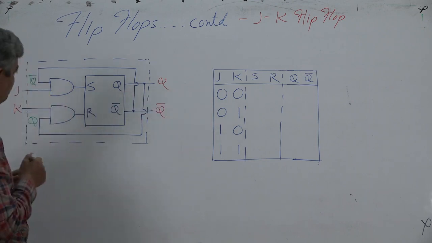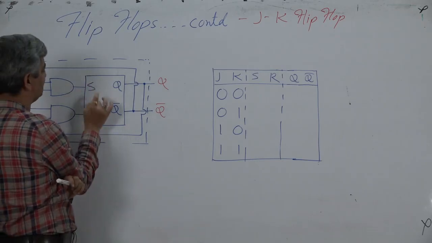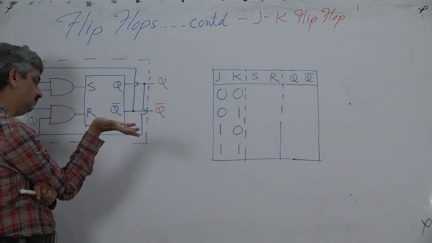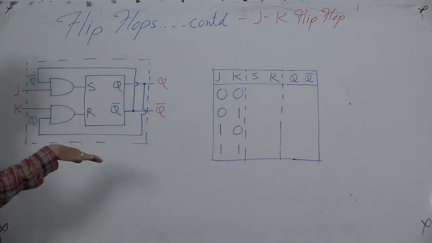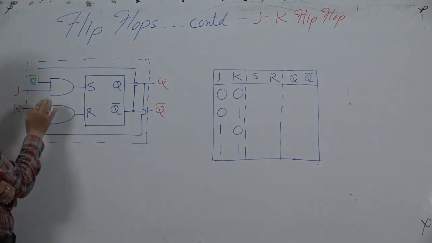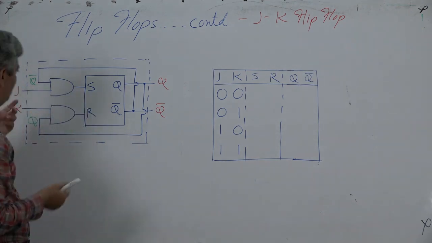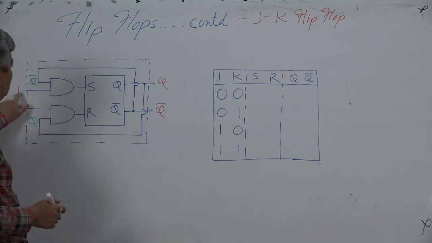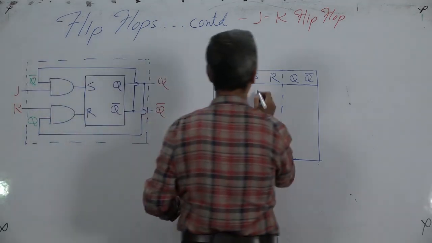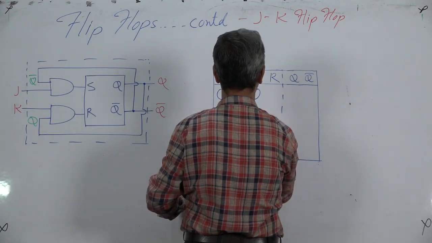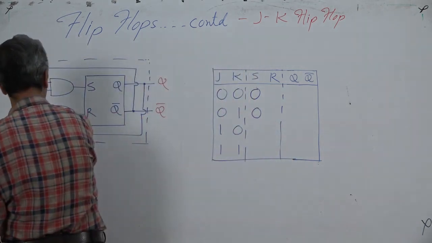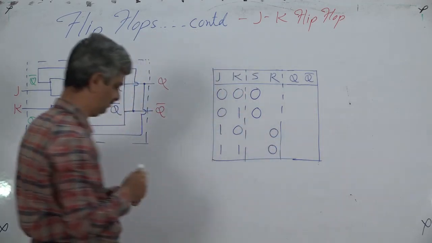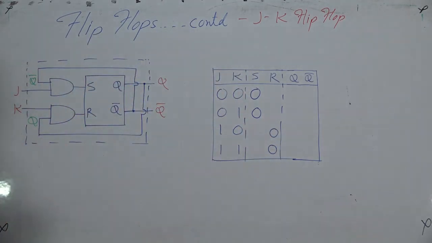So based on S and R, we know everything that is to be done. Now what is required to be discussed in this case is how J and K are making an impact on S and R. Now, very simple. 0 is a decisive input for an AND gate. So when J is 0, straight away S is 0. Wherever you find J is 0, you put S equal to 0. Wherever you find K equal to 0, you put R equal to 0. So it is quite a simple operation.